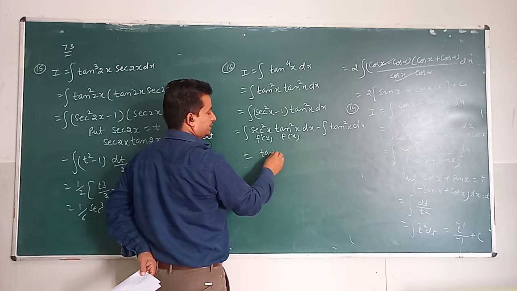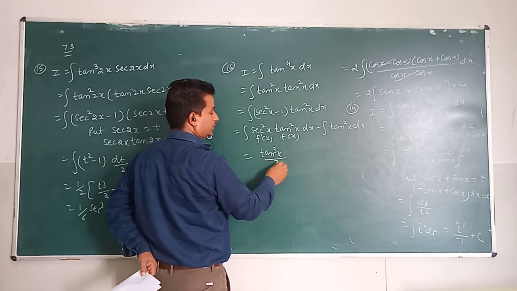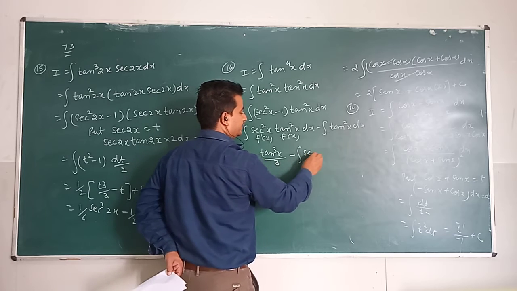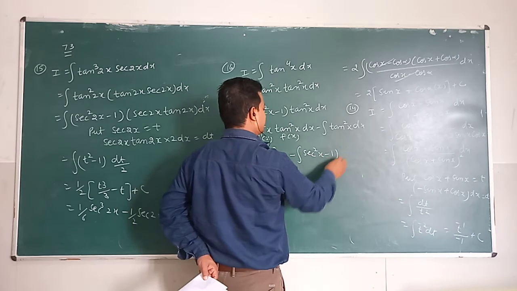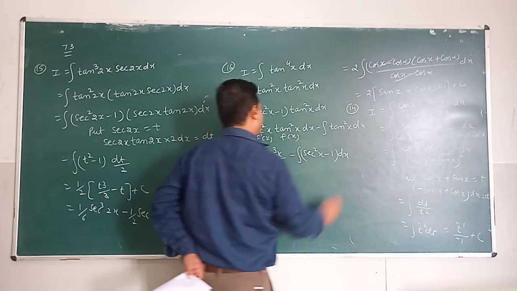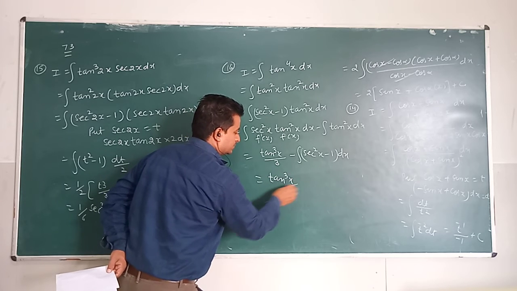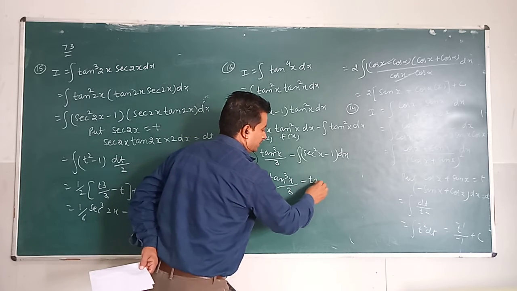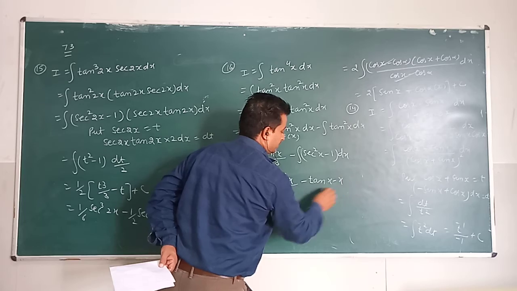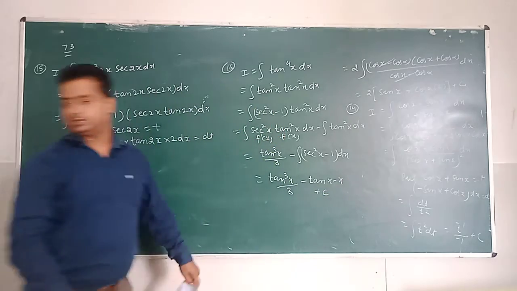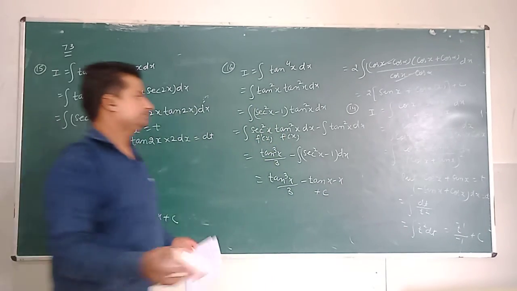Its integration is tan cube x upon 3. Here we write it as secant square x minus 1. As we know, there is no direct integration of tan square x. So its integration is tan x minus x plus c. This is the answer.